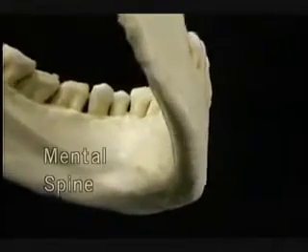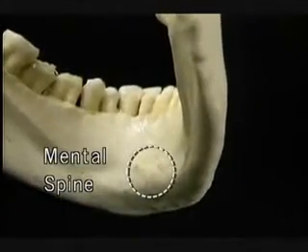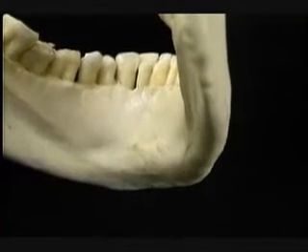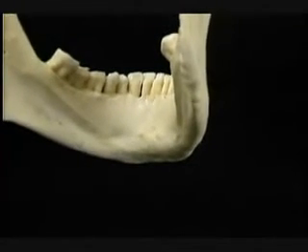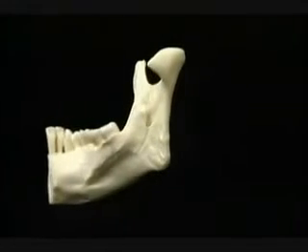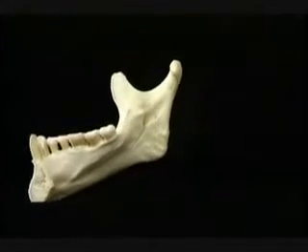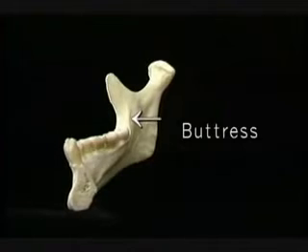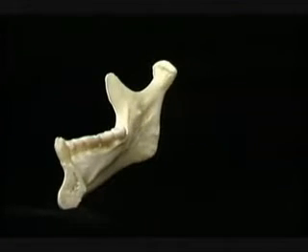On the inside, this roughened area is the mental spine. Two pairs of muscles are attached here, the geniohyoid and genioglossus muscles. On the inner aspect of the mandible, this thickening below the coronoid process is the buttress.